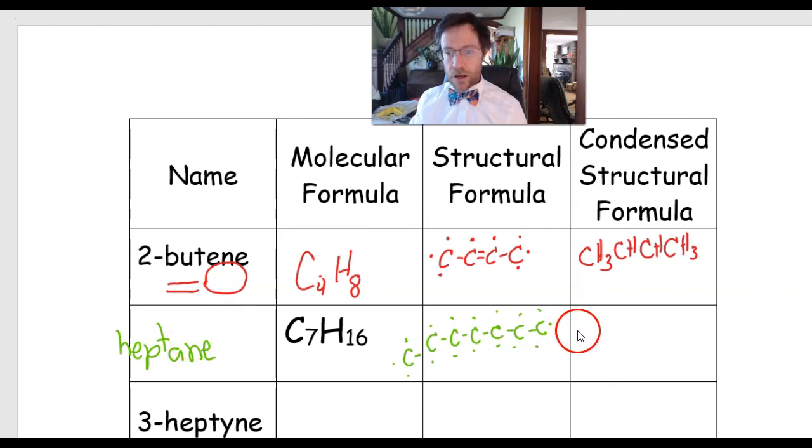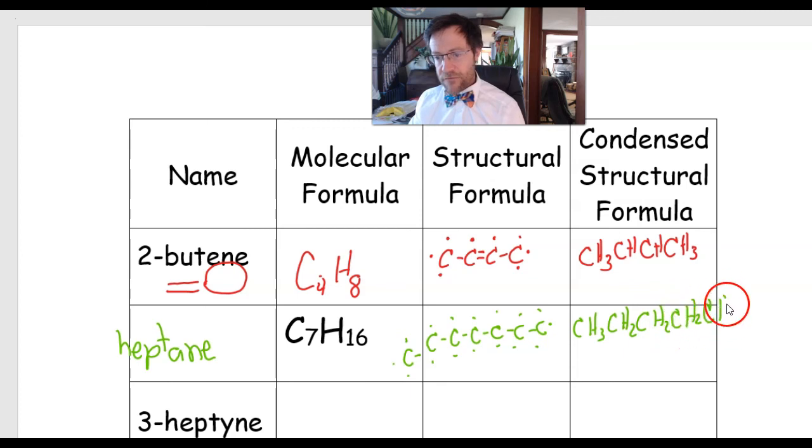Here's how we do it. The first carbon has 3 hydrogens. Second has 2. Third, 4, 5, 6. And the last one, like that.